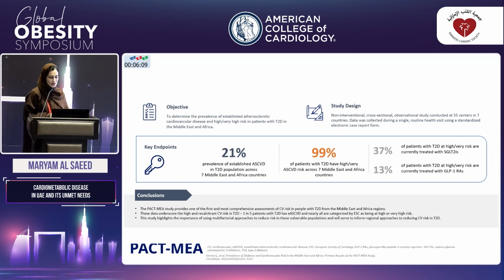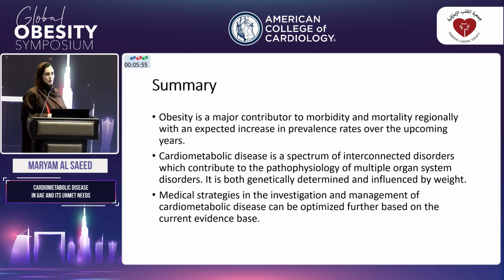So to conclude the PACT-MEA study, 21% overall, but 30% in the UAE of patients with type 2 diabetes had established disease. 99% of these patients have very high risk, and only a small number of them were using GLP-1 agonists or SGLT2 receptor inhibitors. So in summary, obesity is a major contributor to morbidity and mortality.